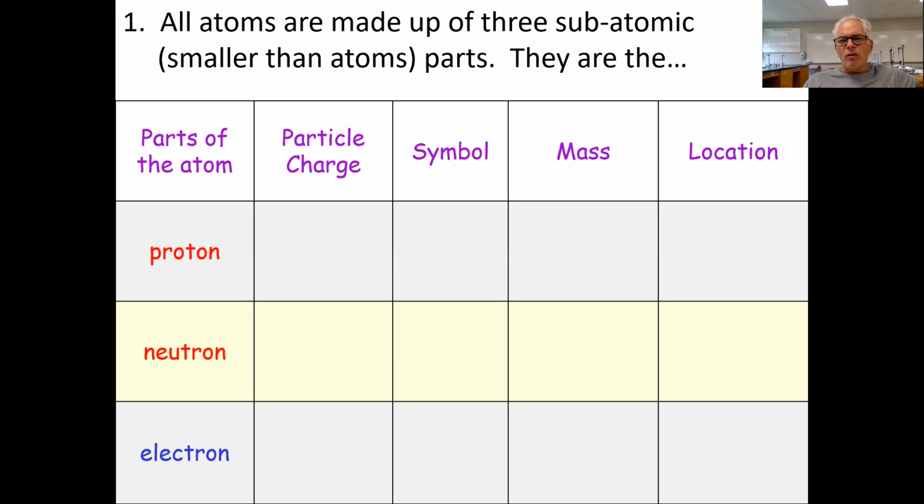Now, each of these particles, pretty dang small. I mean, atoms are ridiculously small. These are even smaller. And they have charges. These particles are charged. And the charge for the proton is positive. The neutron is neutral. It has a 0 charge. And the electron is negative.